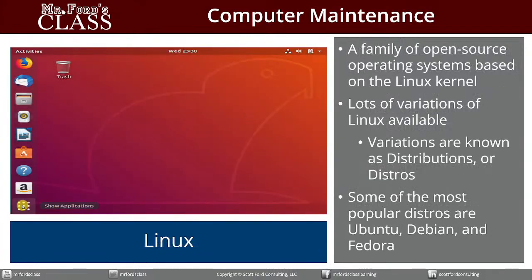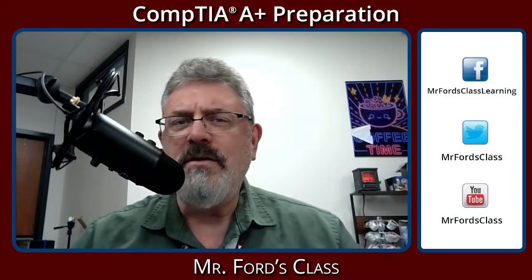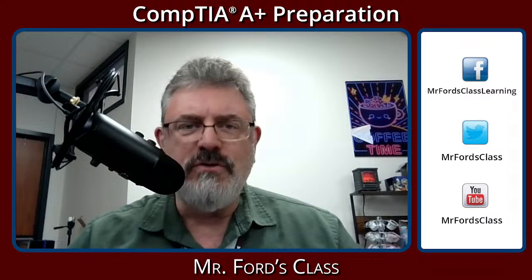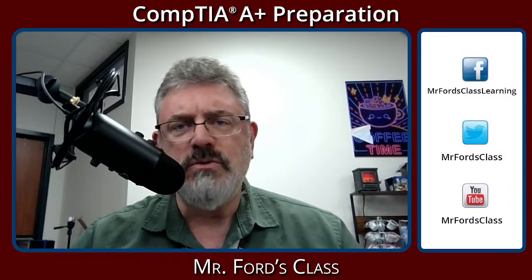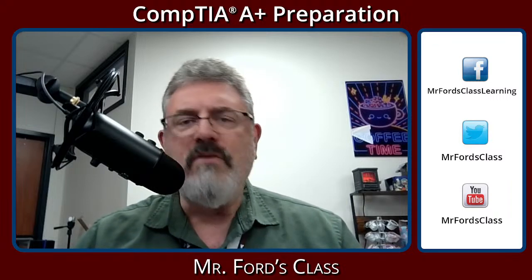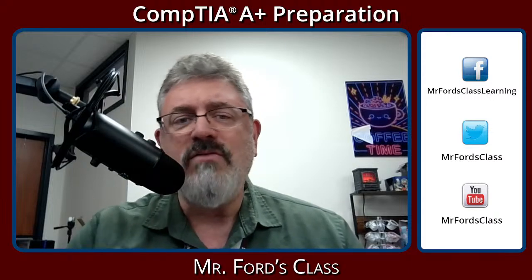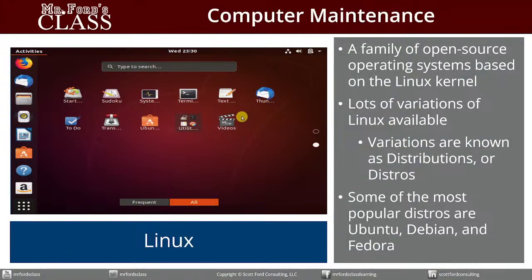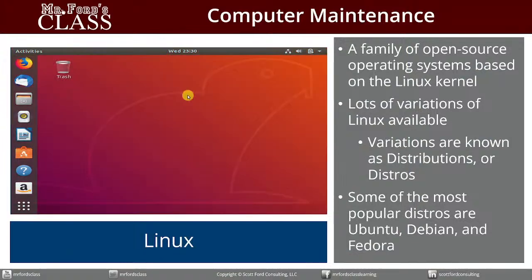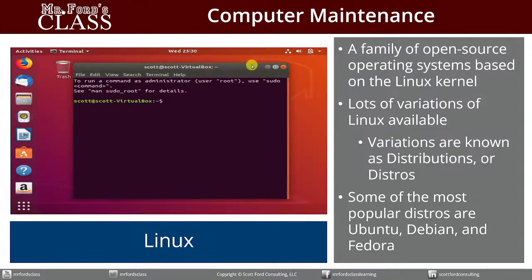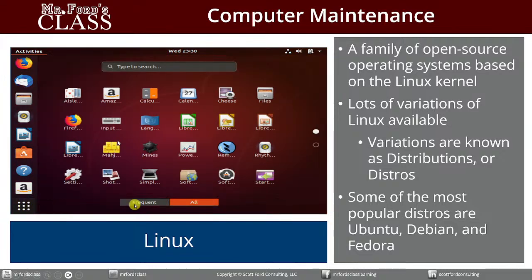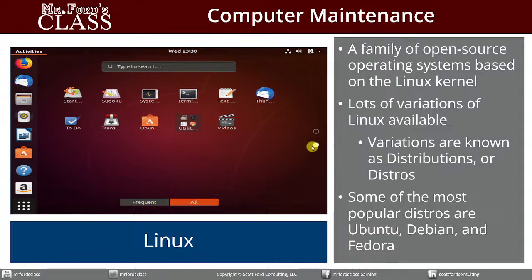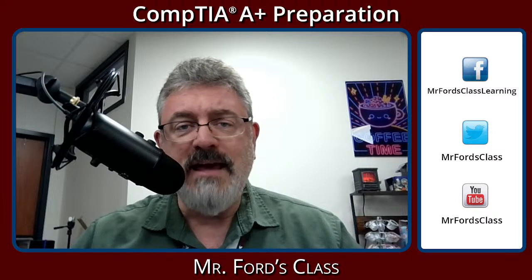Then we have Linux. Linux is, and this is kind of a funny thing, there is no operating system called Linux. What? They're distros of Linux. So you can't just go online and download Linux. You're going to download a distro of Linux. So like Ubuntu or Mint or whatever, but there's going to be different versions or different distros of Linux built off the Linux kernel. So lots of variations available. Variations are known as distributions or distros. And some of the most popular distros are Ubuntu, Debian, and Fedora, among many others. And there are tons of different distros in Linux. If Linux is something that you enjoy using, there is a Linux Plus certification that you can pursue also through CompTIA.